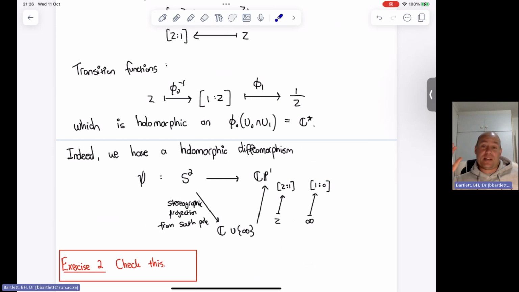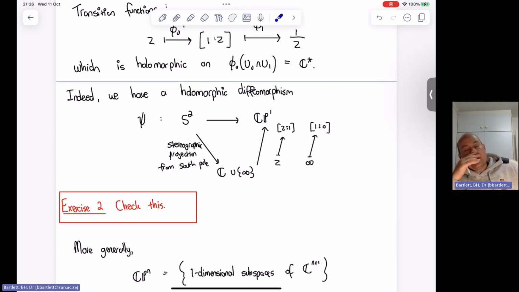What have I written down here? I've written down a map between two sets, this set and that set. And now you have to check whether that map is actually holomorphic, and it's clearly a bijection. You have to check whether it's holomorphic, right? So you have to check that in the charts.